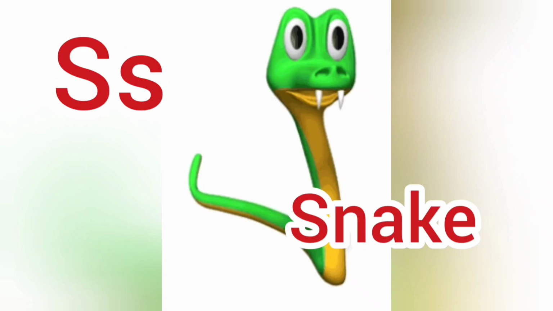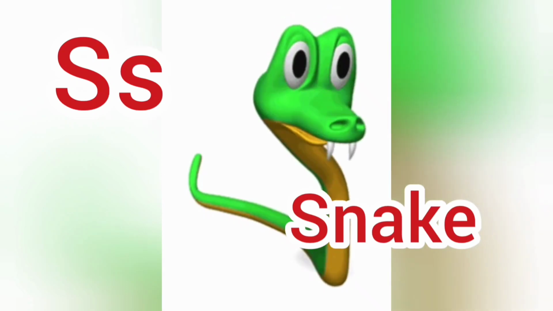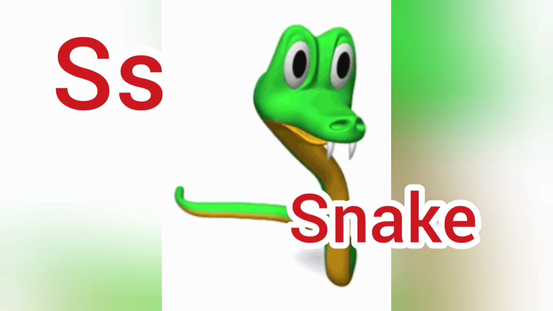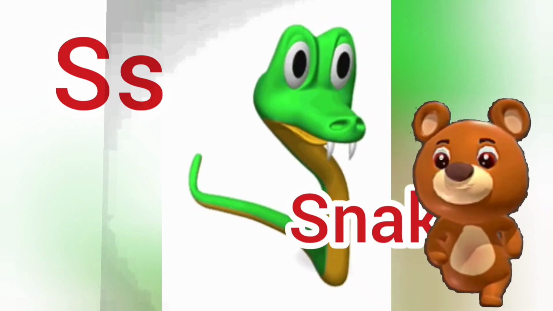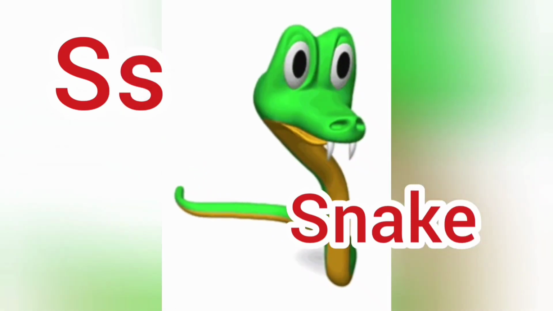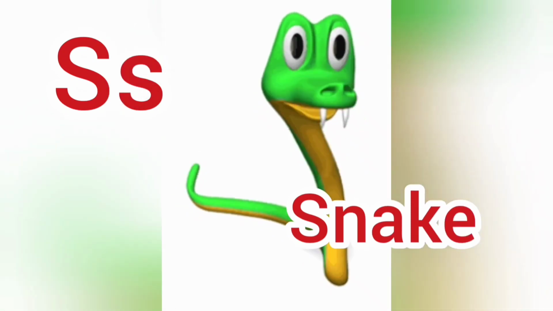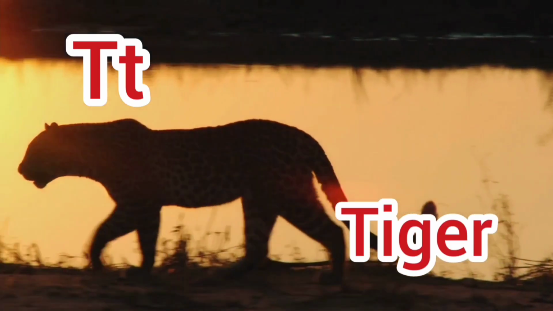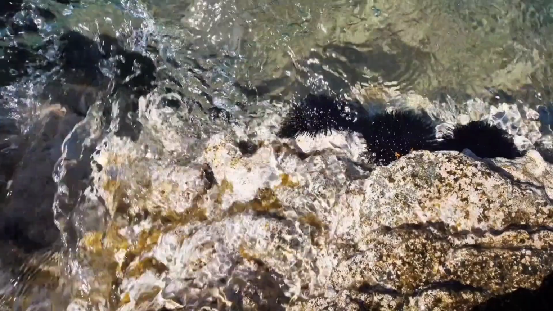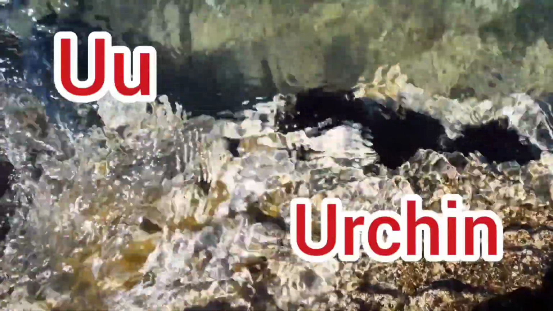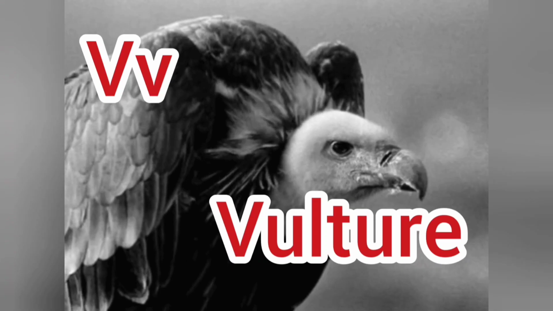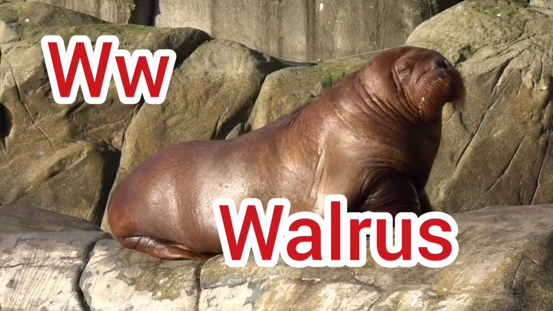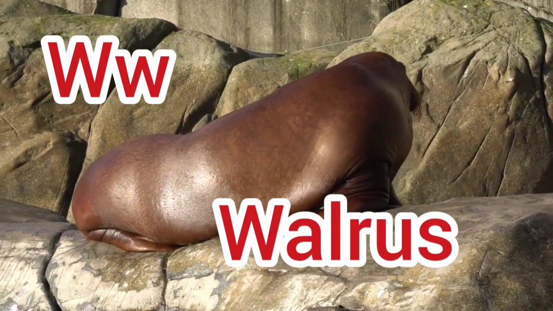Watch out for the snake! Tiger, tiger. U is for urchin, urchin. V is for vulture, vulture. W is for walrus, walrus.